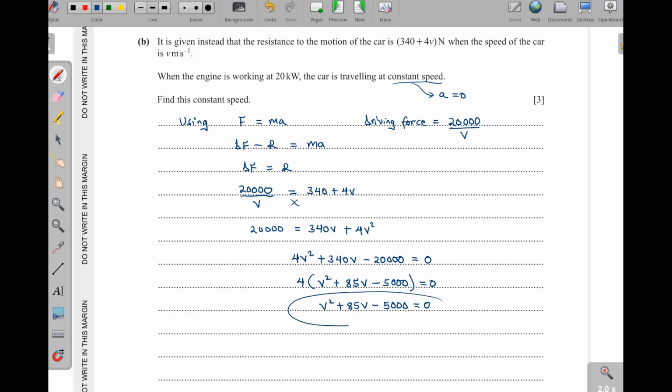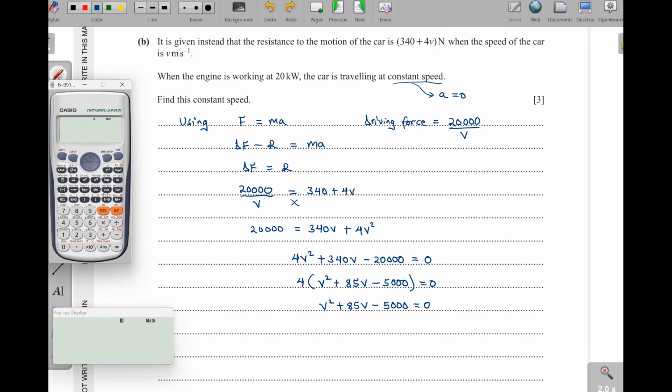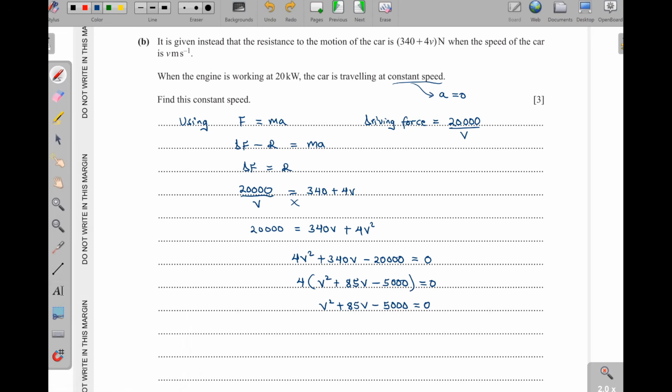Now we can use our calculator to solve this. I come to my calculator and I press mode. Then I go to equation, which is option 5. Then quadratic is option 3. Coefficient of V squared is 1. Then coefficient of V is 85. And then coefficient of the constant part is negative 5,000. So this one will give us 40 and then negative 125.